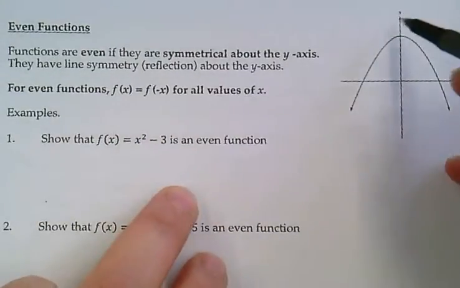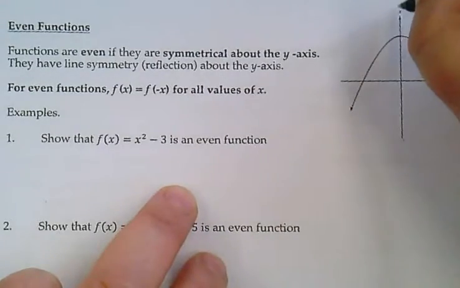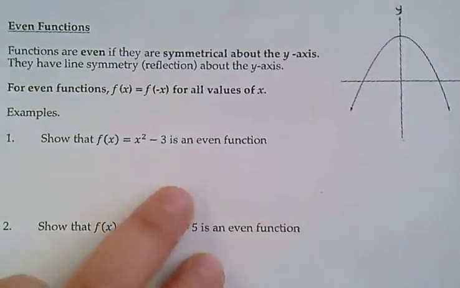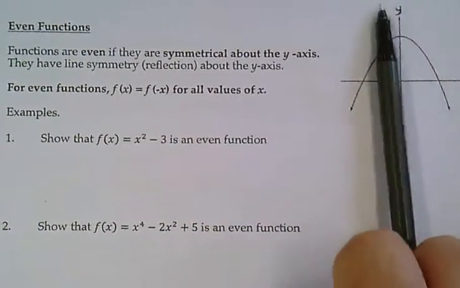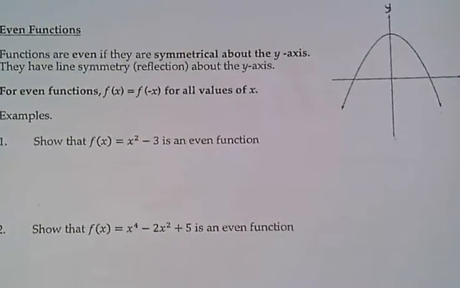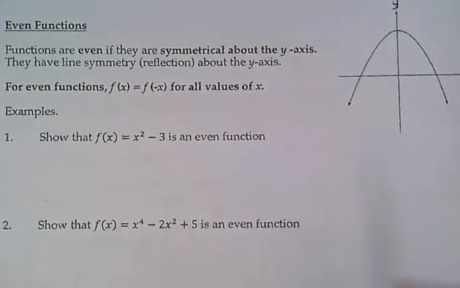So the first thing is, if you see this concave down parabola, can you see there's my y-axis? Can you see that this parabola is symmetrical about the y-axis? So if I fold the graph over the y-axis, one half would sit on top of the other. So always for even functions, they're symmetrical about the y-axis. So they have a line symmetry or reflection about the y-axis.